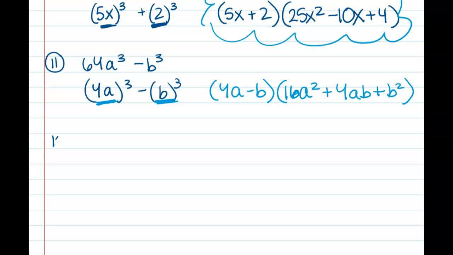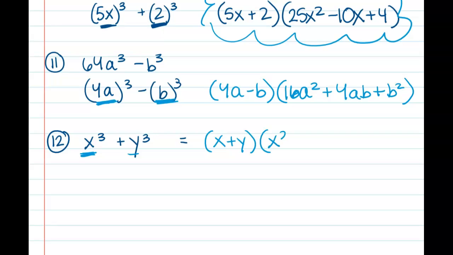Last one. x cubed plus y cubed. This is really the most basic kind. It's already in the format, okay? And so we have these added, x plus y, times this first one squared minus the 2 multiplied plus the second one squared.